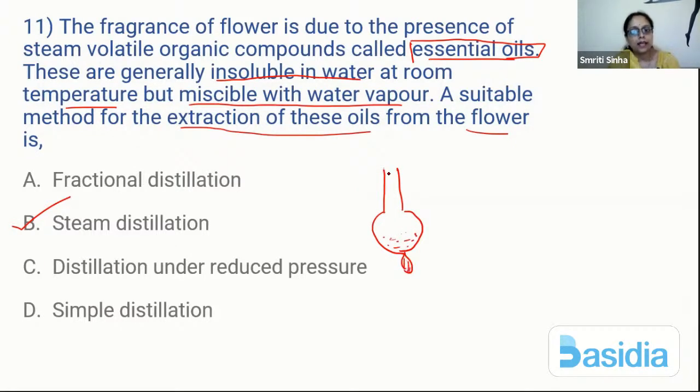Once you start heating it, the essential oil along with water vapor will go above, then go into the condenser, cool in the condenser, and then you can collect it below. Once you collect this, the water will come to room temperature and the oil will remain on the surface of the water, which you can easily remove. This way you can extract essential oils from any flower by using the steam distillation technique.